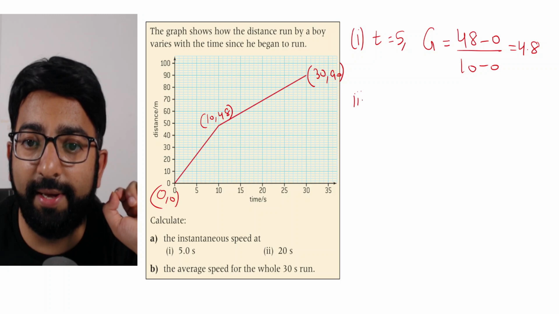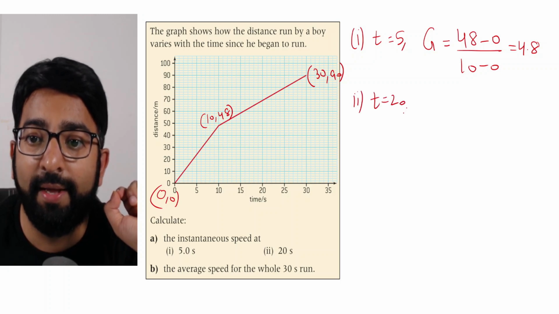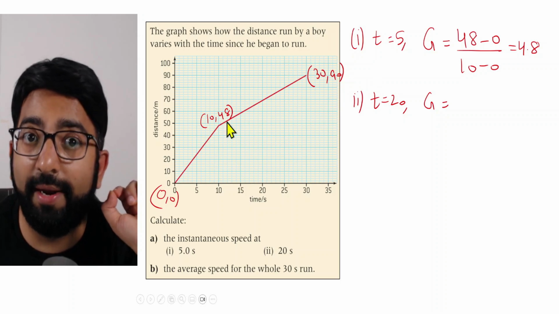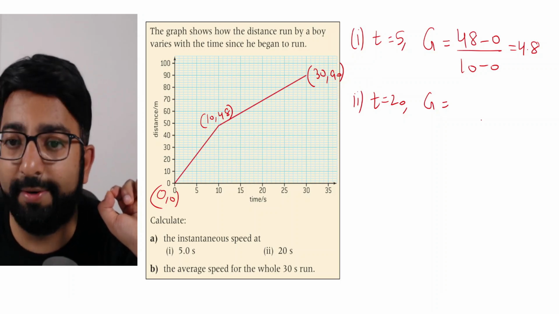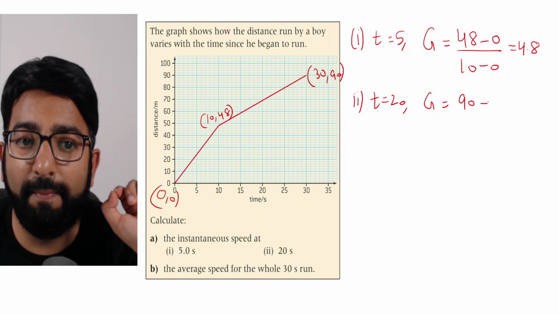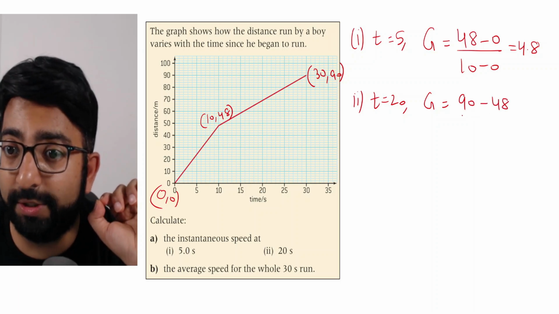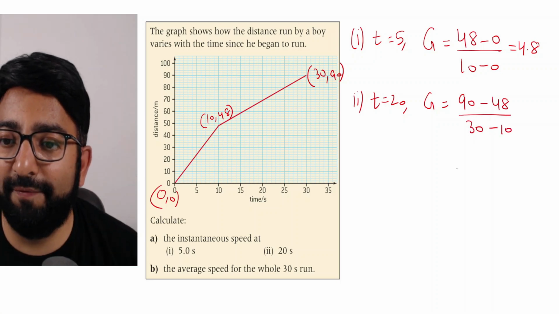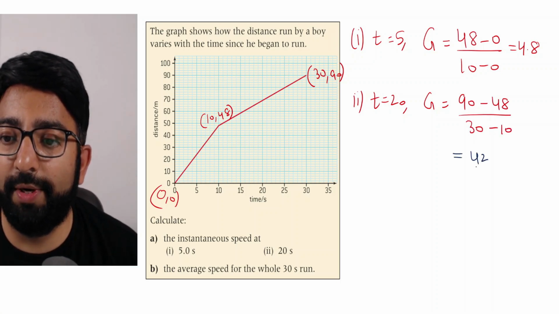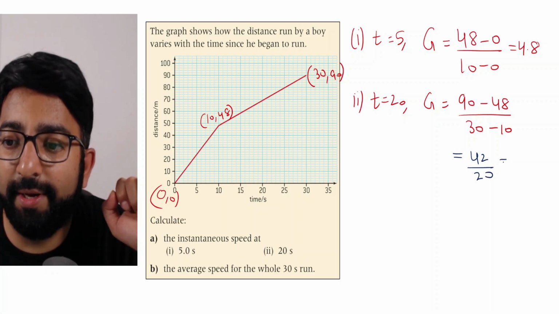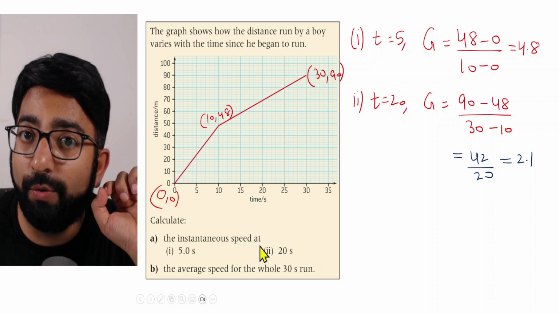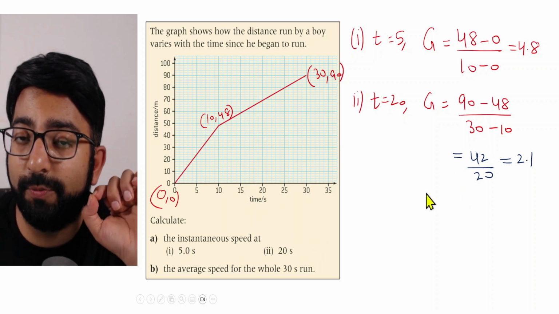In the second case, when the time is 20 seconds, let's figure out the gradient. It will be 90 minus 48 divided by 30 minus 10. So let's write it down: 90 minus 48, which is y2 minus y1, divided by 30 minus 10. If we simplify this, we get 42 divided by 20, which is equal to 2.1. That means the instantaneous speed at 20 seconds will be 2.1 meters per second.